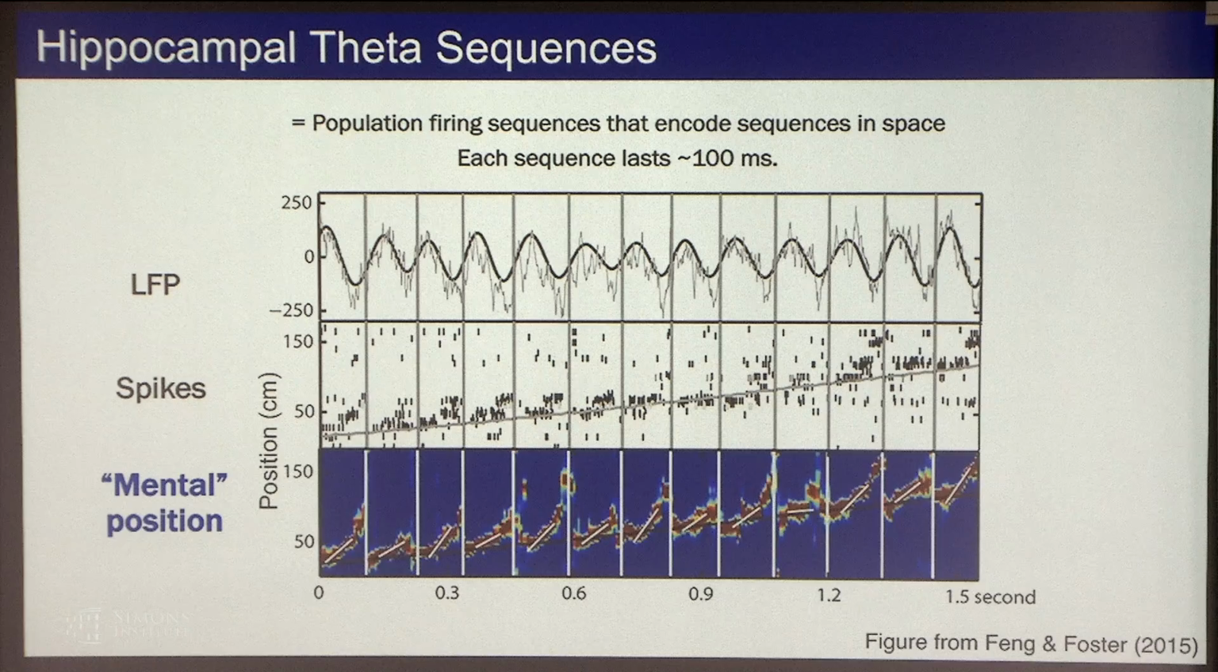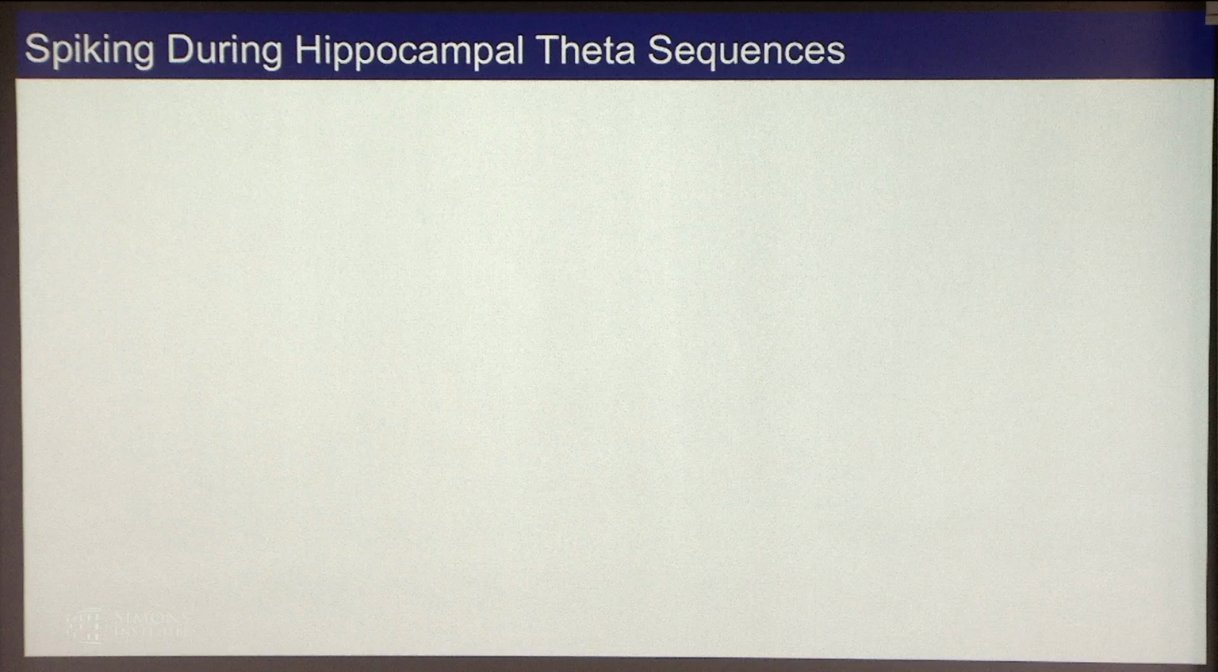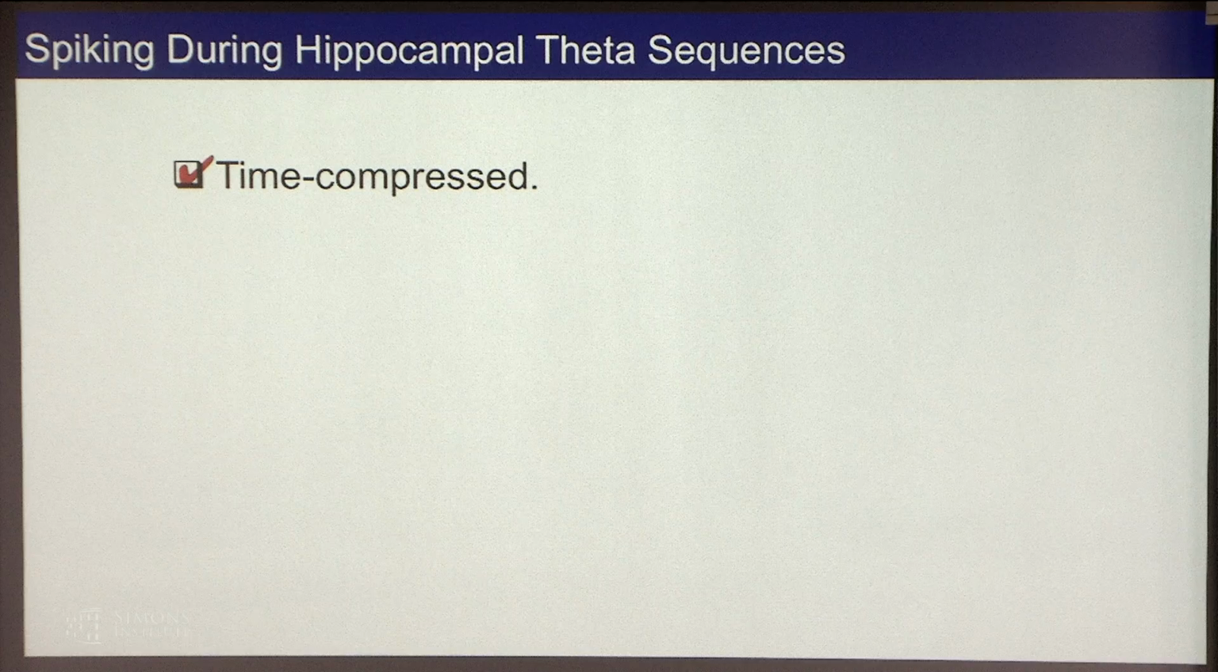But one of the questions has been, could these actually represent possibilities? Or is this just representing maybe a motor plan, something the animal is going to do? As a starting point, if we look at spiking during these theta sequences, does it fulfill some of the criteria that we're trying to get at for something that might involve memory? So the first point I want to make is it is time compressed, all right?